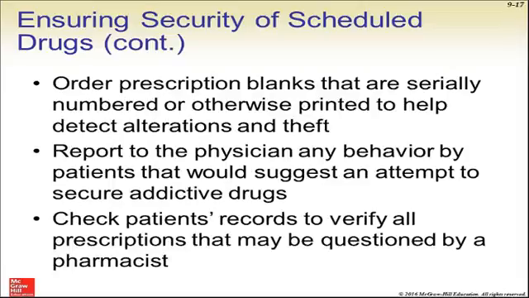Order prescription blanks that are serially numbered. That way you can see if something's missing. Report to the physician any behavior by a patient that would suggest an attempt to secure addictive drugs. Check patient records to verify all prescriptions that may have been questioned by the pharmacist. So we want to make sure that everything's on the up and up in terms of those controlled substances.